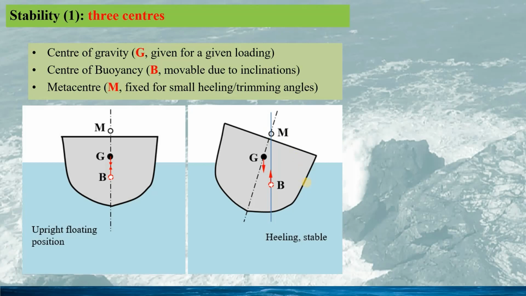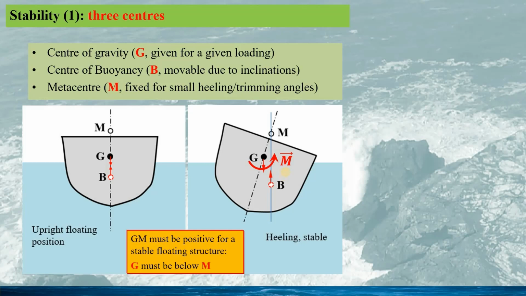In the inclination, the gravitational force and the buoyancy force would be on two different lines, and these two forces make the force couple. Thus, a pure moment would be produced as seen in this plot. Obviously, this moment would make the floating structure back to the upright floating position. Therefore, such a floating system is stable. For a stable floating system, its Metacentre M must be above the center of gravity G.